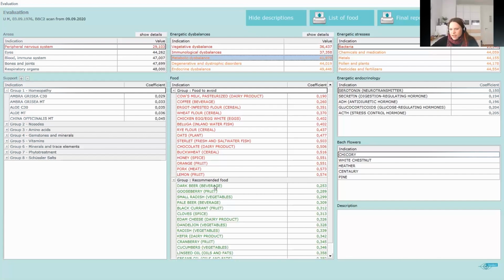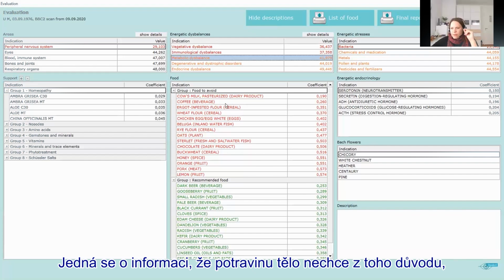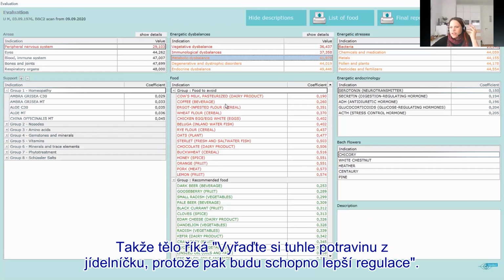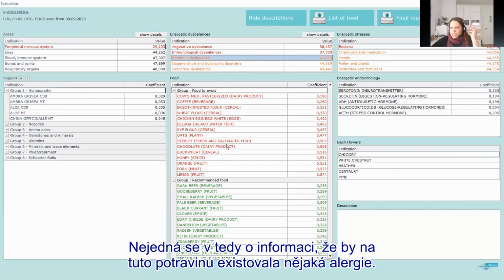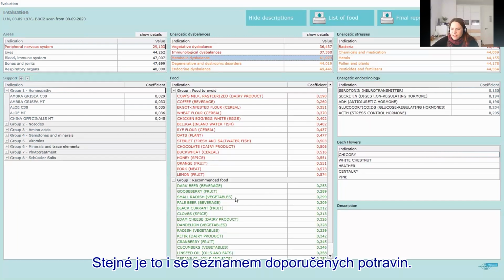My plan for the step one information for the avoid list: it's just the information that the body doesn't want this food because it would stress and wouldn't help to regulate again. So the body tells you, please leave this food out of your food list because then I would be able to regulate much better. But it's not information that there's an allergic reaction to this food. So it's not an allergy list, just a list of which food would block the regulation process. The same with the recommended food.